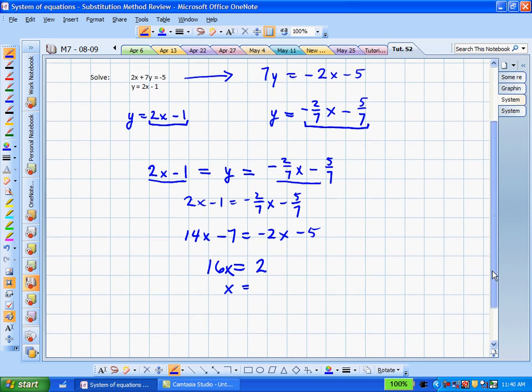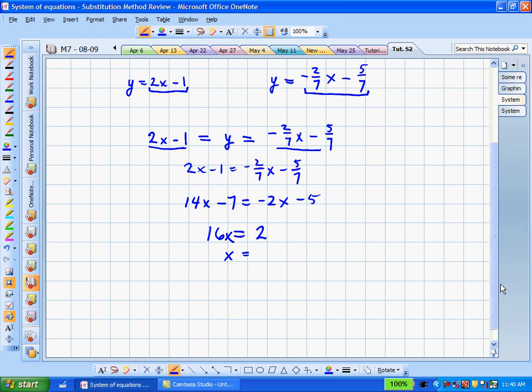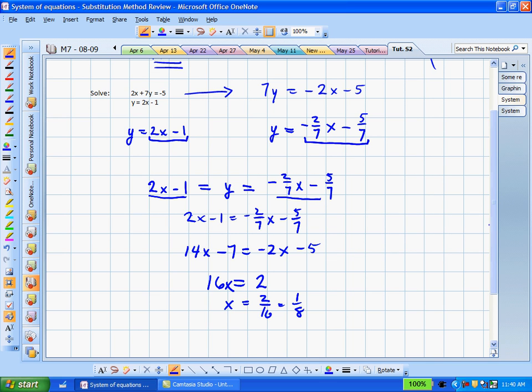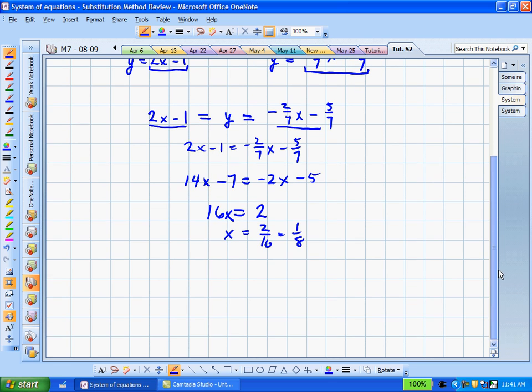How'd you get 8? Well, 16 divided by 2 would be 8. That's true. What are you doing to both sides of this equation? Divided by 16. So you get x equals 2/16, or 1/8. Right? Now that is not at all what I thought it was going to be when I made up this problem. But if we've done it right, 2x minus 1, we brought over the 2x minus 5. Yep, I think our algebra is right. So I think when I made up the problem, I goofed.